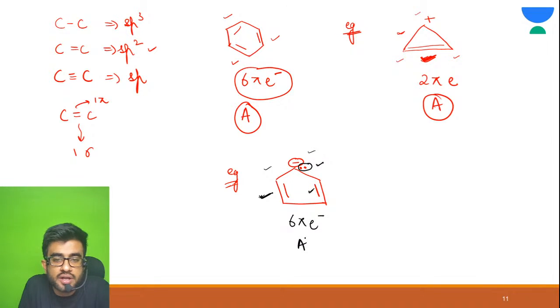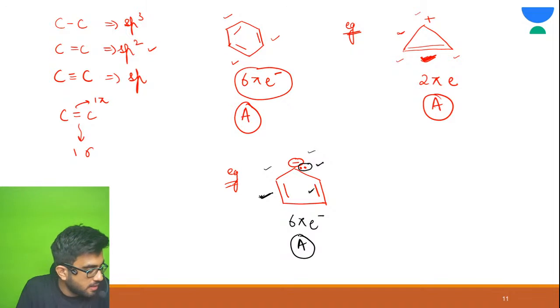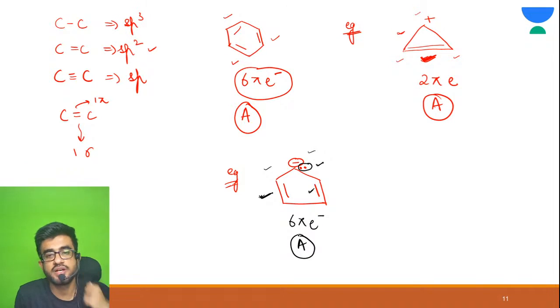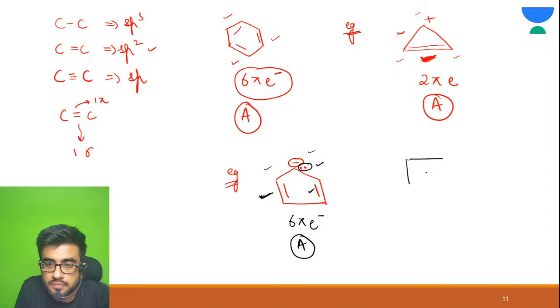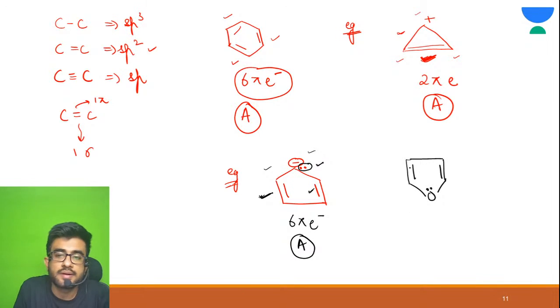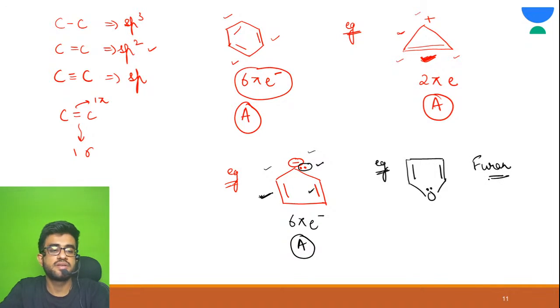So again it is what? Aromatic. Alright, is this much clear to all of you? Now tell me this one more. This is known as furan. Common name is furan. Tell me, is this aromatic or not? And if it is aromatic, tell me how many pi electrons it has.